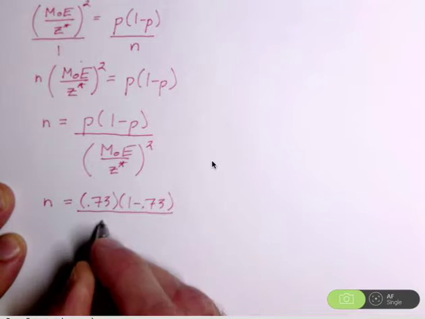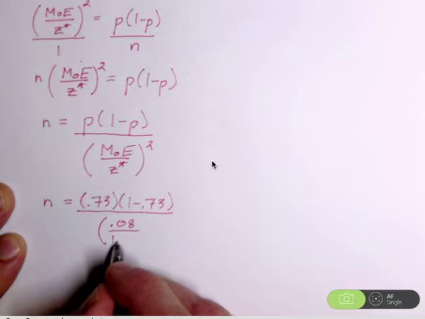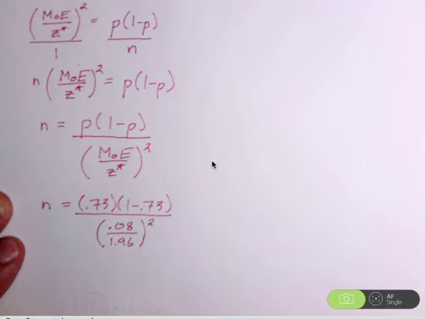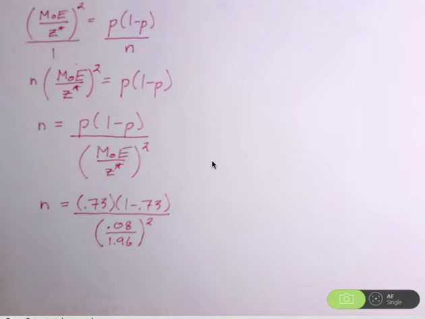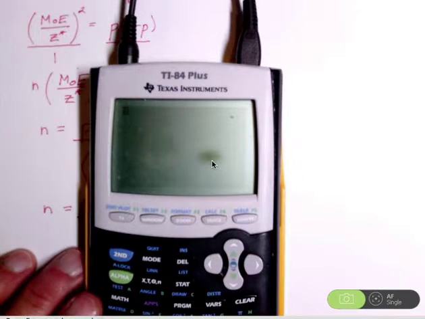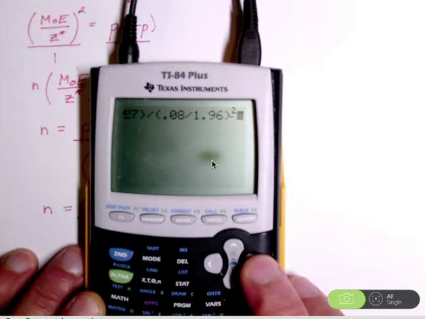We would like to set a margin of error of 8%. We'll say our level of confidence is 95% confidence again, so we can use our z-score of 1.96. So at that point, we'll evaluate it on the calculator and see what happens. So we have the 0.73 times 0.27, that's 1 minus 0.73, and we'll divide by our margin of error, 0.08, divided by the 1.96. That quantity we want to square.